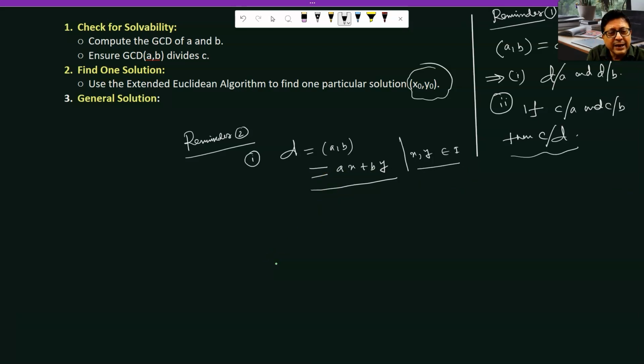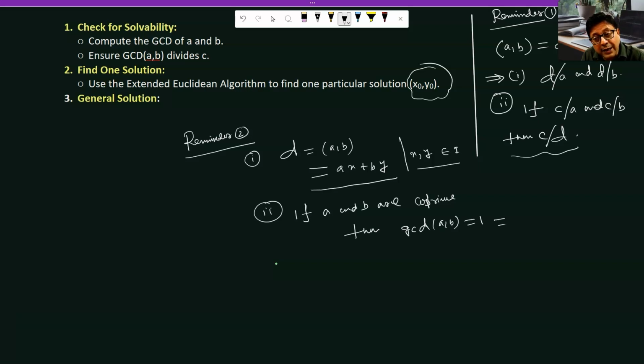And another thing, if A and B are co-prime, then the GCD of A and B equals 1, and that must be equal to AX plus BY. This is the common theorem, no? Bezout's theorem, I told you. So if they are co-prime numbers with GCD 1, then 1 can be expressed in the form AX plus BY, where X, Y belong to the integers. Am I correct?